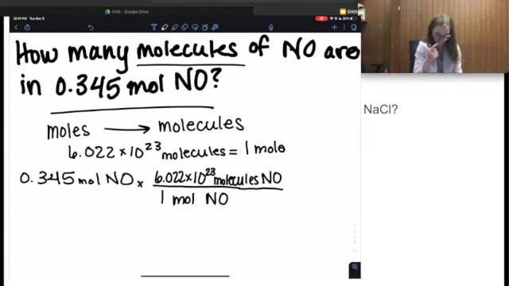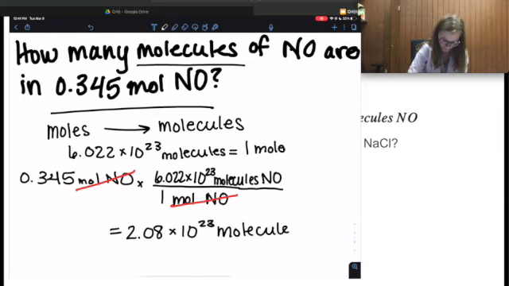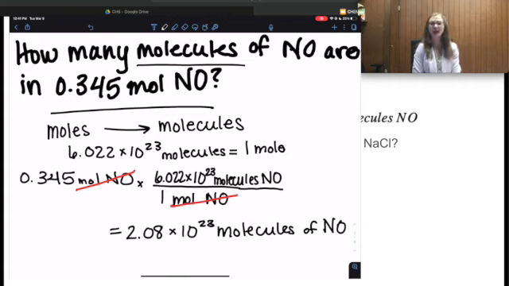Okay, so I'm going to check my units, see where I'm at. So I have moles of NO at the top, moles of NO at the bottom. Those are going to cancel out, which leaves me with molecules, and that's what I'm looking for. So let's go ahead and math this out in our calculator. And what we end up getting is 2.08 times 10 to the 23rd molecules of NO. Okay, so again, pretty straightforward. All we're doing here is the same kind of problem. Now we're just thinking about that number of molecules rather than that number of moles.